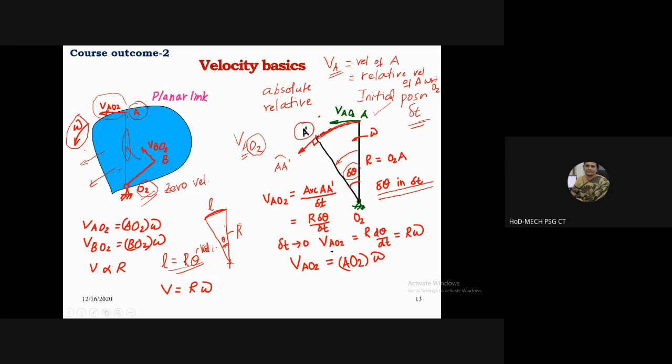So here, applying the same concept, the distance traveled is the arc AA dash. What is the arc AA dash in our context equal to? It is the length of the arc. I want to have an expression for the length of the arc AA dash. Apply the concept of L equal to R theta. So L is AA dash. What is R here? O to A. Good. What is theta equal to?